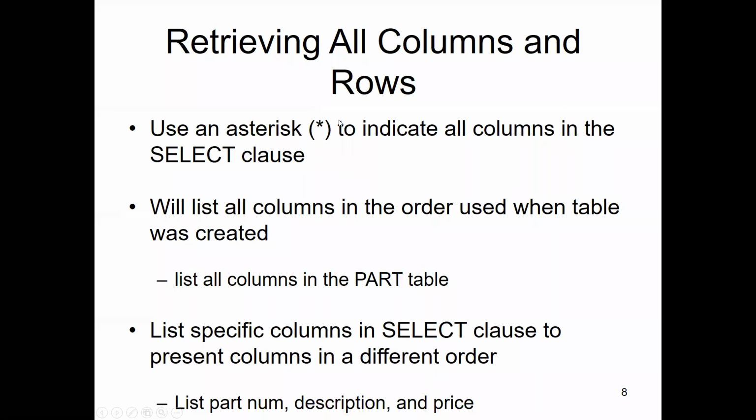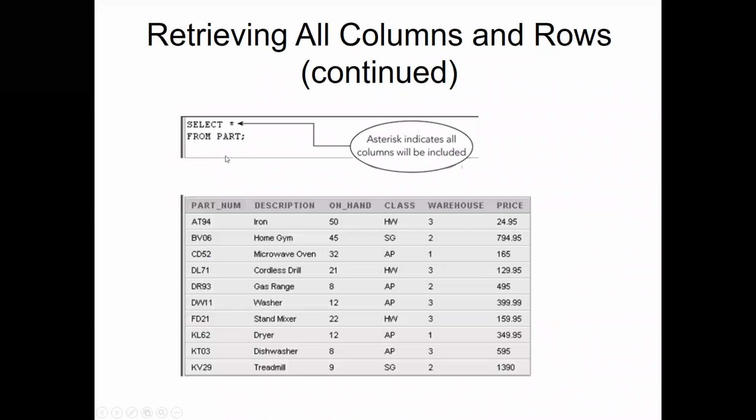Asterisk is a wild card, and we use that to get all the columns. That would be the simplest way of getting all the data from a table. Select star from part just retrieves the entire table.